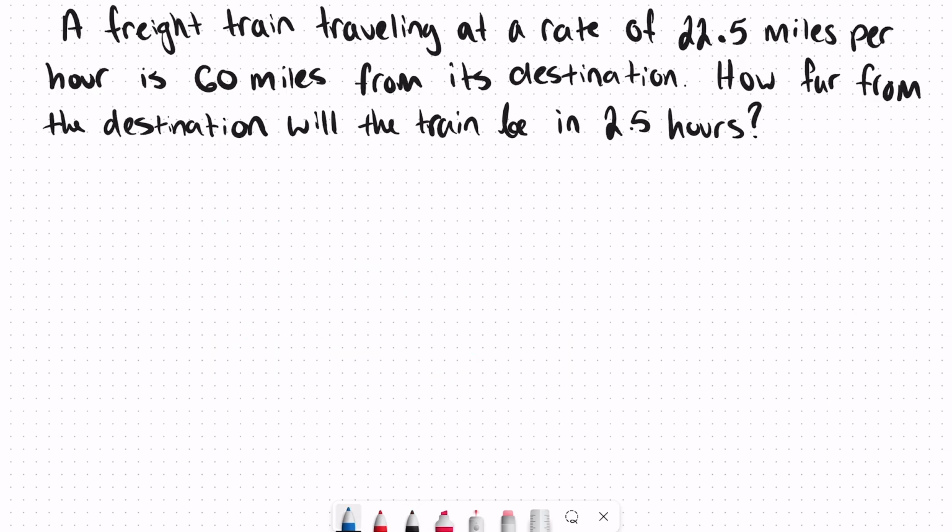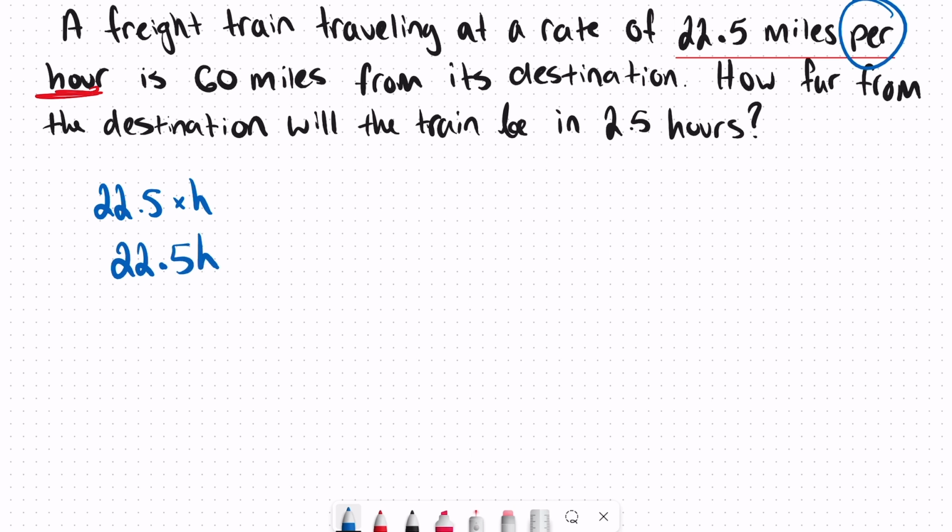All right, let us take a look at this problem here, our final one. A freight train traveling at a rate of 22.5 miles per hour is 60 miles from its destination. How far from the destination will the train be in 2.5 hours? So let's go ahead and underline some of the keywords and numbers. It tells us that the freight train is traveling at 22.5 miles per hour. The keyword here is per, which in this case means to multiply by every hour that passes. So it's 22.5 times h, or just 22.5h.